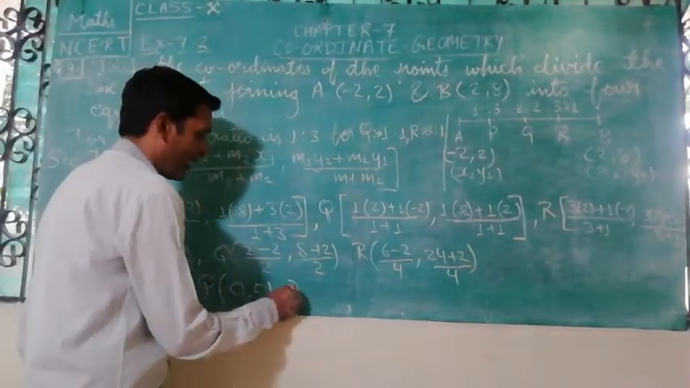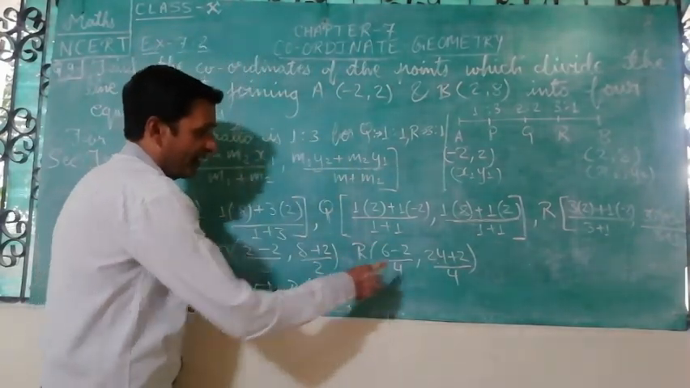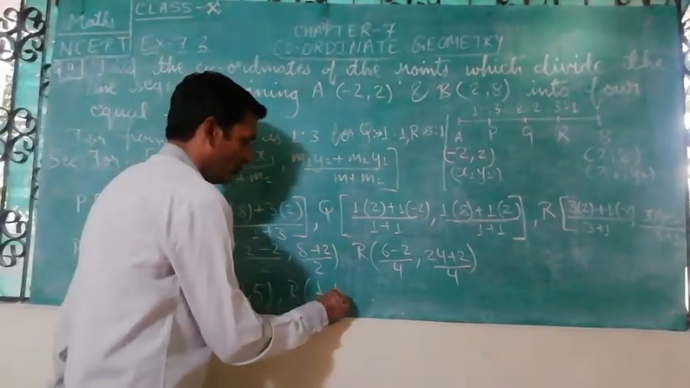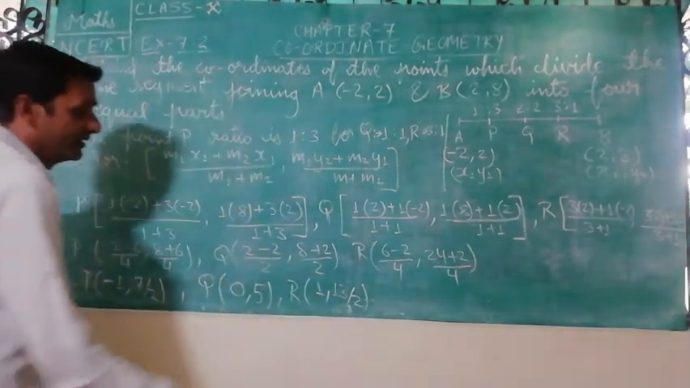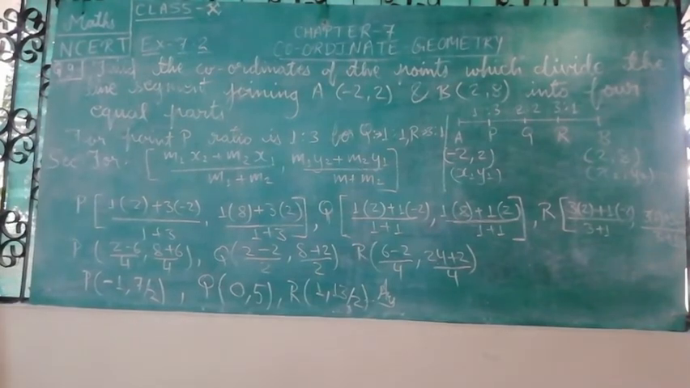And coordinates of R will be what? 6 minus 2, that is 4 upon 4, that will be 1. And 24 plus 2, that is 26 upon 4, that is 13 upon 2. So these are the coordinates of P, Q and R respectively, which were needed to be determined. So this question 9 is over.